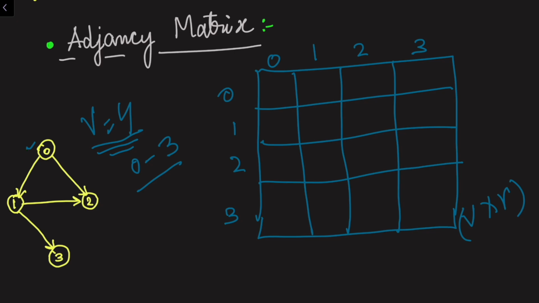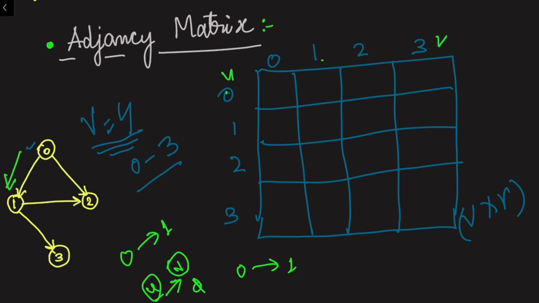If you see, 0 to 1 is one direction, so we can go from 0 to 1. How do we represent it? If you consider this as u and this as v, in a graph we represent it as u to v, where u is the source and v is the destination. Here from 0 to 1 we have a path, so we will make it 1. You can add 1 or a boolean true, that is also fine, but for simplicity we use an integer. It's an integer matrix of V cross V.